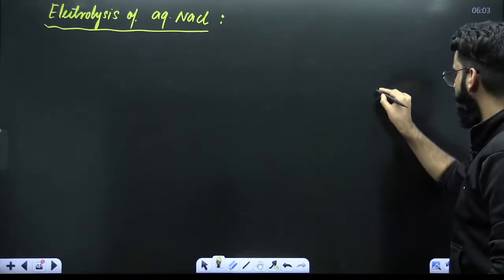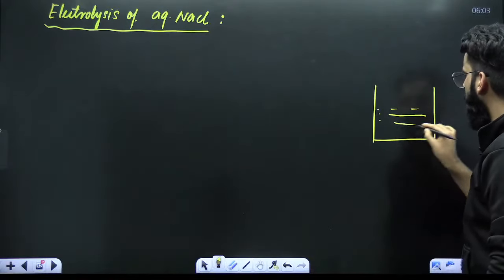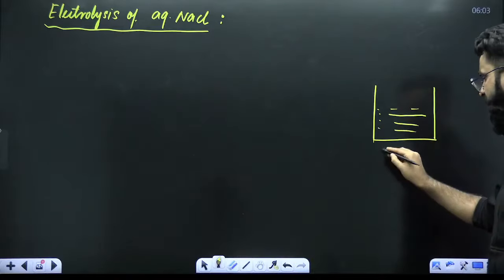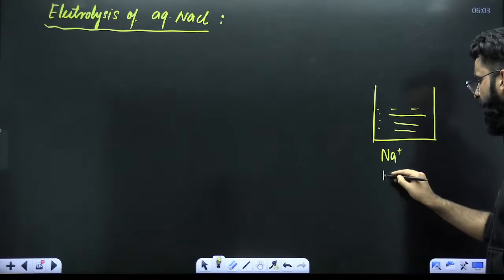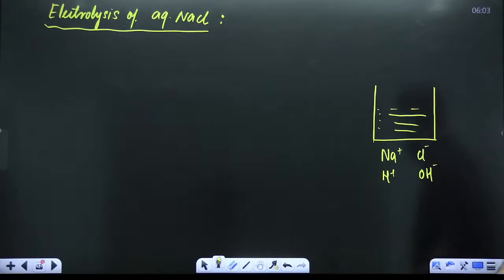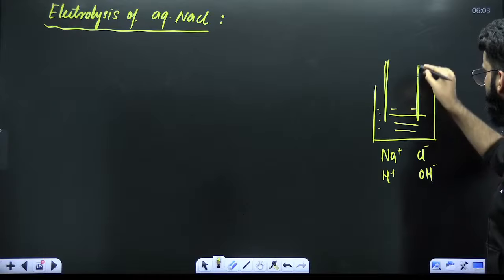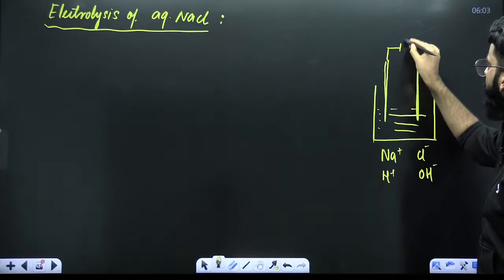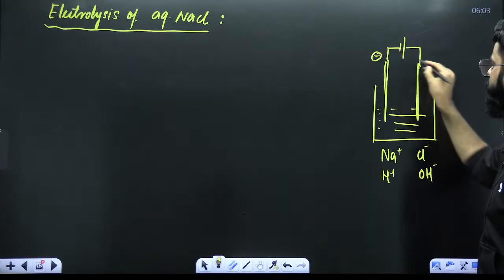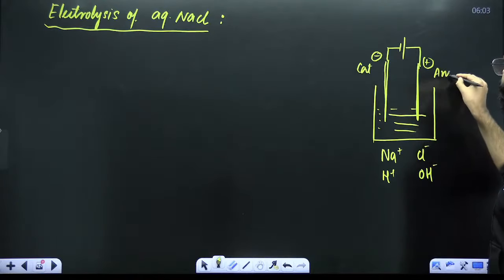Now tell me one thing. Let's say this is your electrolytic cell. In this electrolytic cell, you have got aqueous NaCl. That means there will be Na positive, H positive, Cl negative, and OH negative in this container. So two types of cations, two types of anions. This is a rod. This is one more rod connected with the external battery. This is negative, this is positive. Negative is your cathode. Positive is your anode.